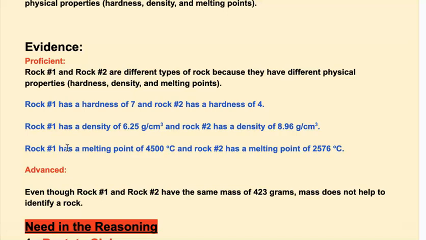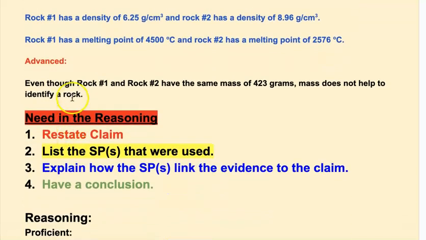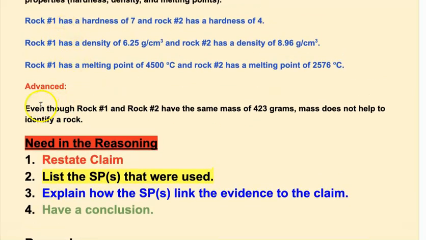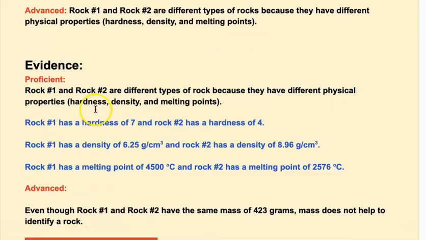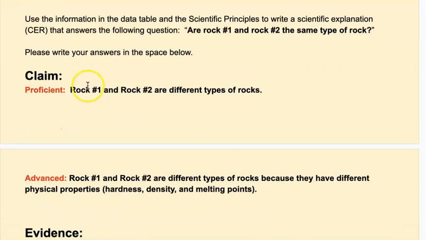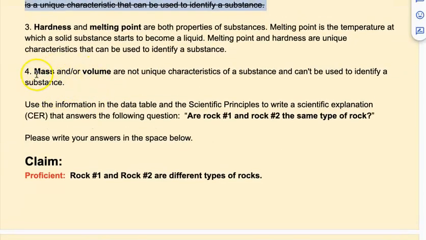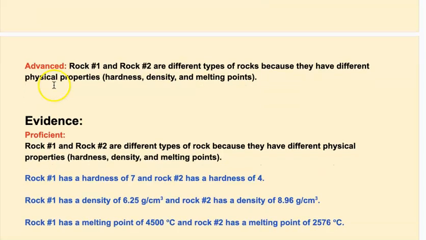Now, if I want to pull my evidence to advance, I would need to talk about the mass. I'd have these 3 right here, then I would say something like, even though rock number 1 and rock number 2 have the same mass of 423 grams, mass does not help to identify a rock. And we learned that from this right here, the scientific principle. So that's the subtle difference between proficient and advanced.